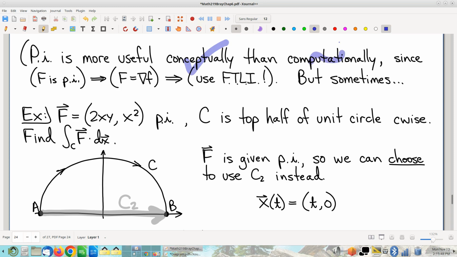A little bit of use computationally, but I want to point out why we are less interested in path independence as a computational tool. Because if you think about it, if you're even allowed to use path independence, that means that it's a gradient, which means it has an anti-gradient, which means you can use the fundamental theorem of line integrals, which frankly is pretty awesome. So who needs path independence if you've got the fundamental theorem of line integrals? Know what I mean?